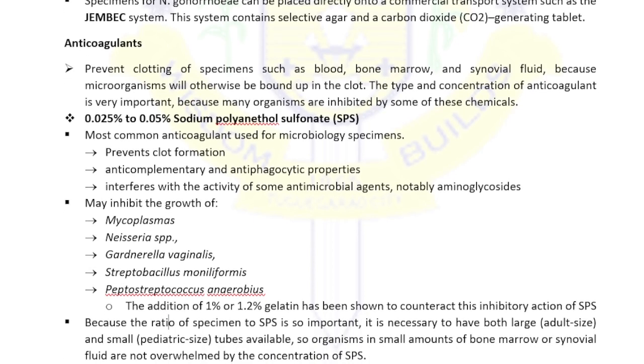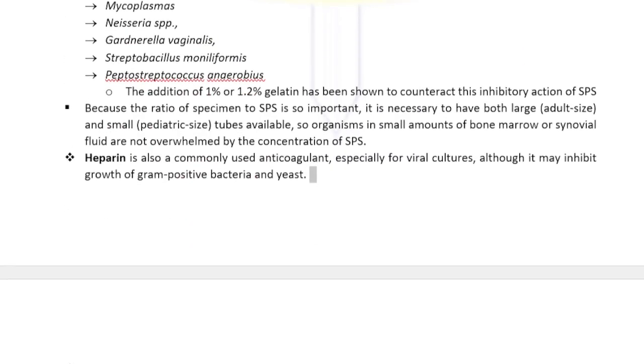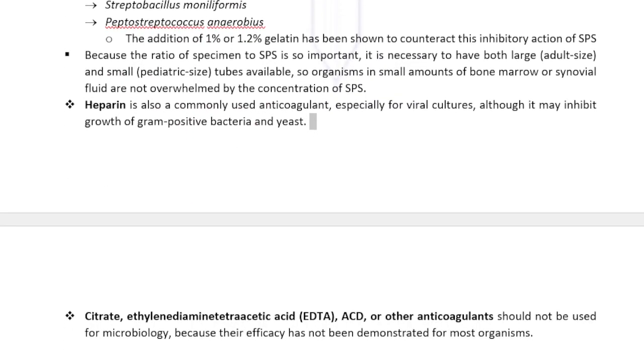Okay? Heparin is also a commonly used anticoagulant for viral cultures, pero yun nga, it may inhibit the growth of gram-positive bacteria and yeast. So, the others, hindi dapat sila ginagamit. Should not be used for microbiology. Okay?